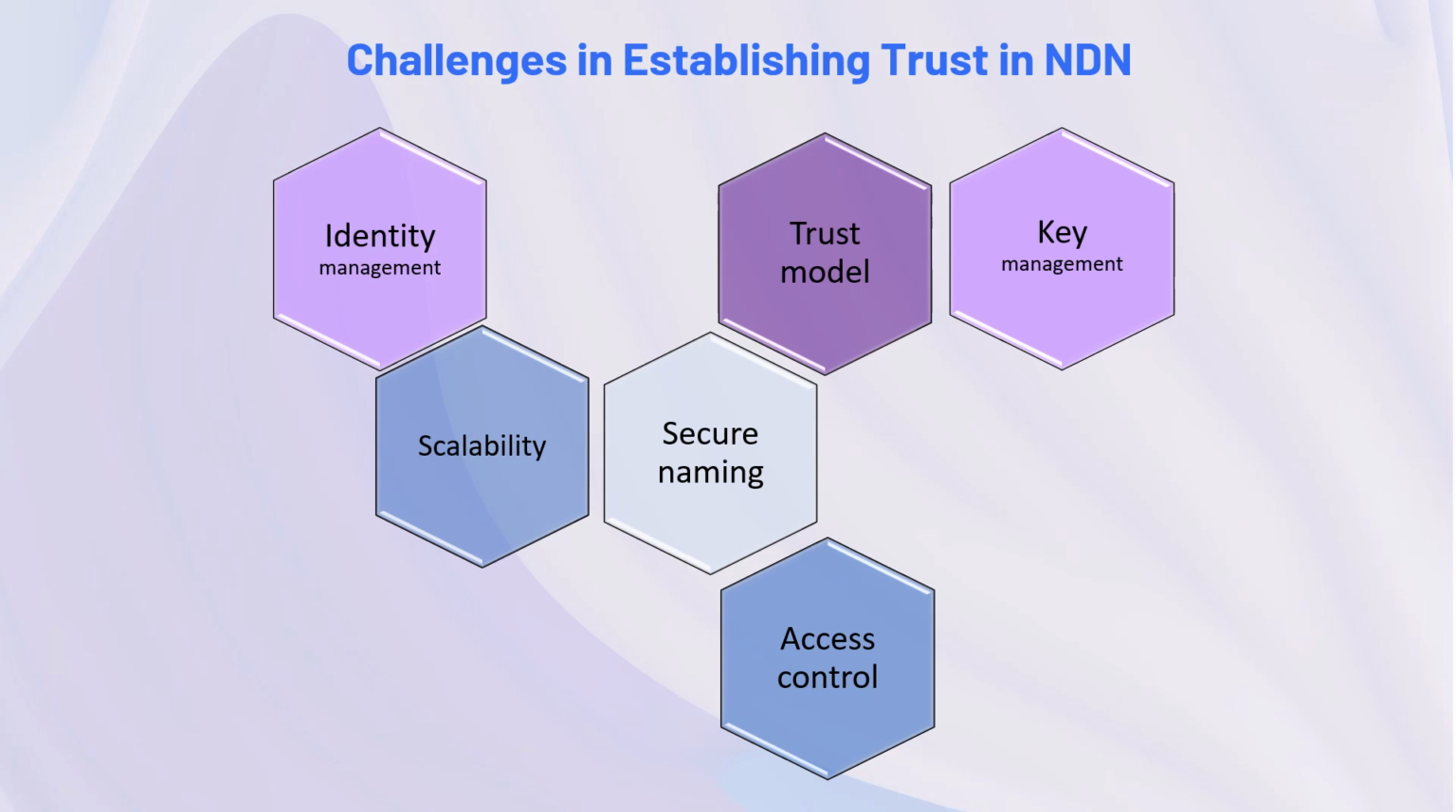Next, we go to the challenges in establishing trust in NDN. There are several challenges, including identity management, scalability, secure naming, trust model, key management, and access control. Identity management can be quite a complex task, especially when it comes to associating cryptographic keys with naming concepts. Issues arise in securely and efficiently binding keys to data names, producer identifiers, and other relevant information.